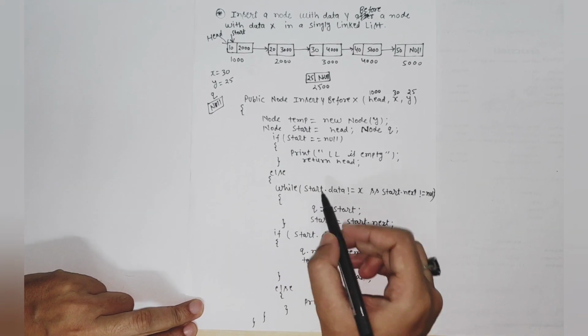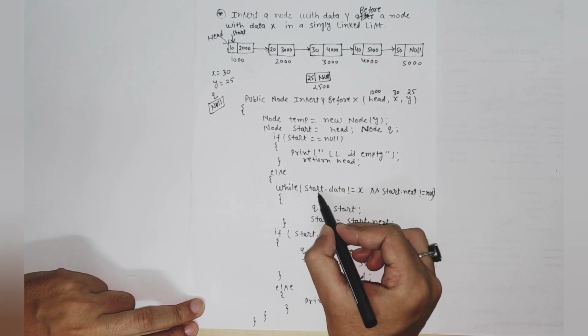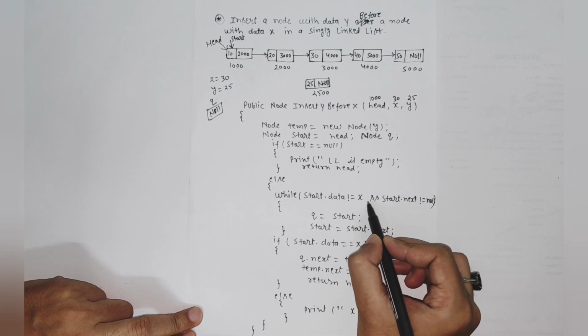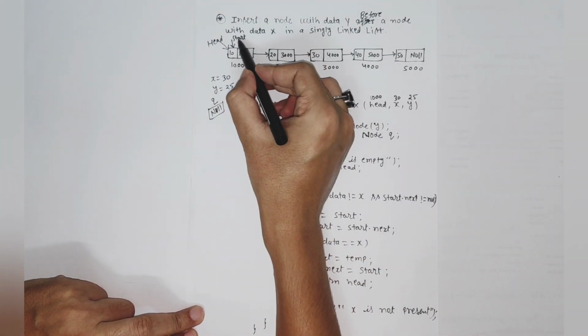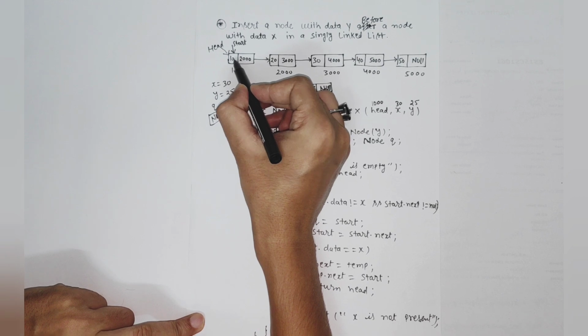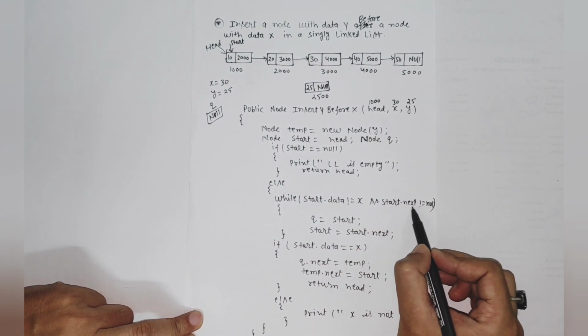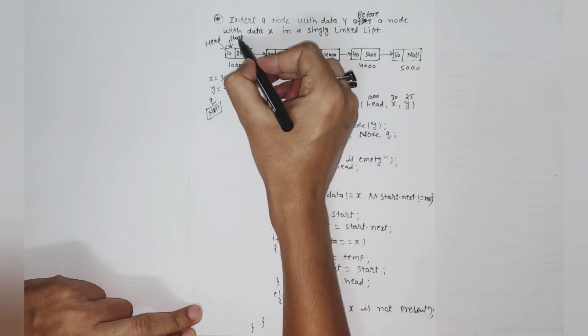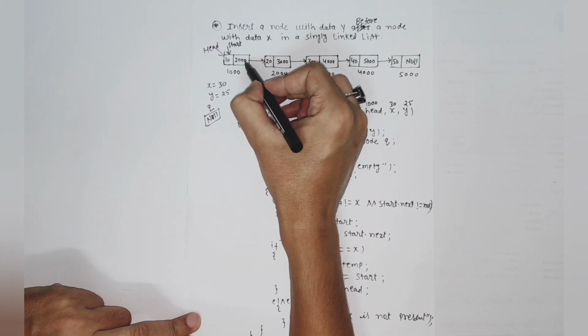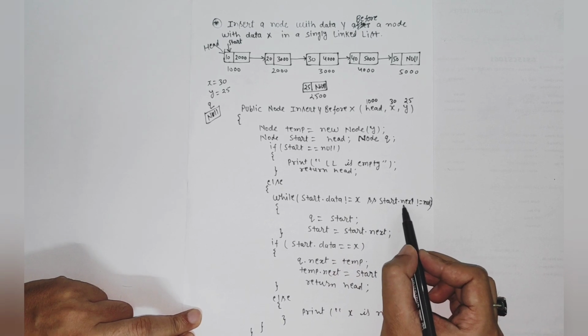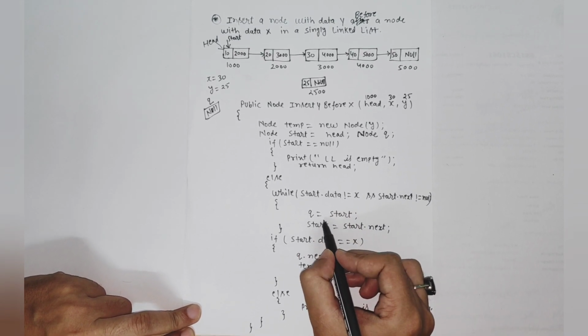In the else part, in the while loop, we are checking start dot data not equal to x. So start dot data is 10. So it is not equal to x. And start dot next not equal to null. Start dot next is 2000. So both these conditions are satisfied. So we will come in the while loop.